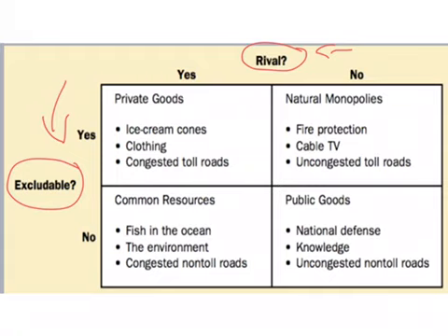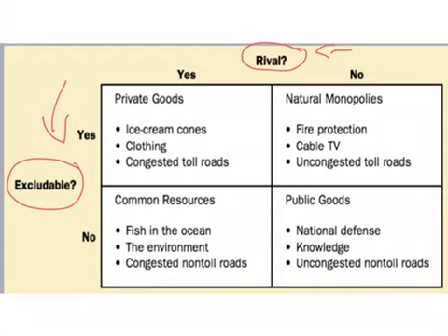So moving on to our next type of good, natural monopolies. All right, so natural monopoly products are products that are excludable. So if you don't have the money, or if you don't meet a certain age requirement, then you'll be excluded from the consumption of these products. But they are not rivalrous, which means that if I'm consuming the product, my consumption of it does not prevent your consumption of it, which is the definition of rivalry.